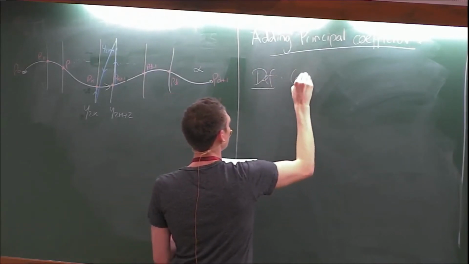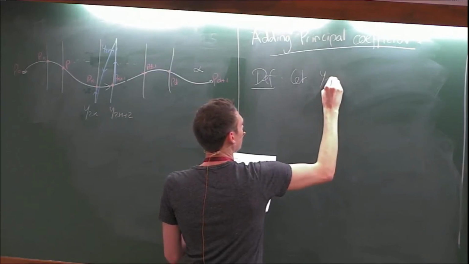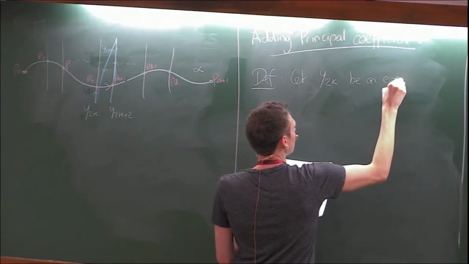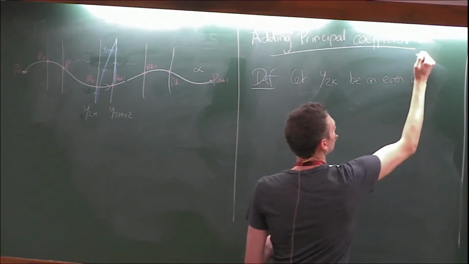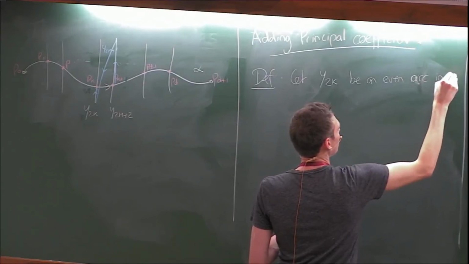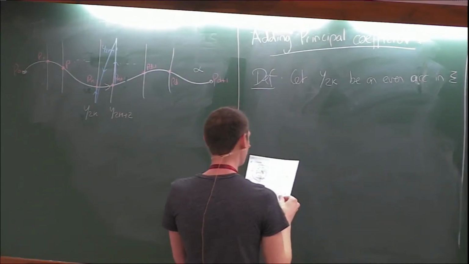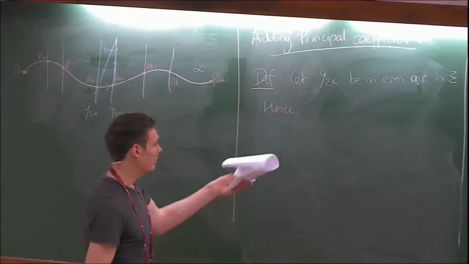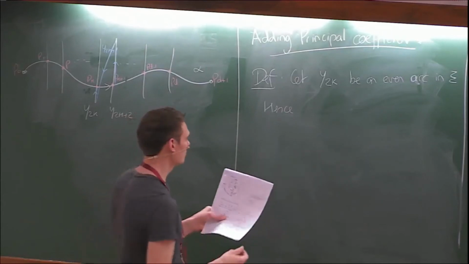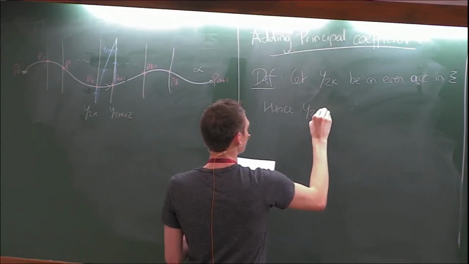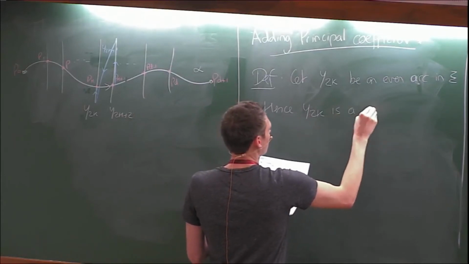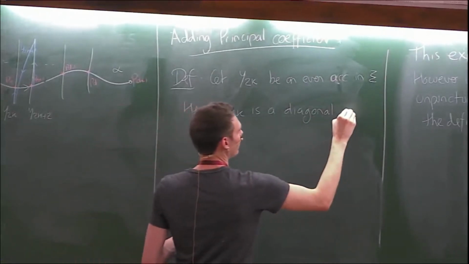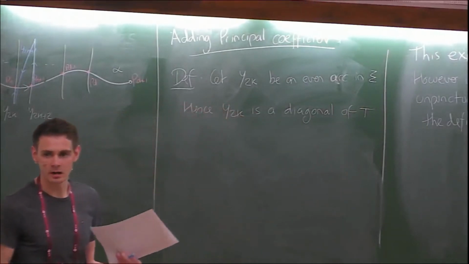So definition: let gamma 2k be an even arc in some t-path zeta. If it's an even arc, therefore it can't be a boundary segment, it must be a diagonal. So hence gamma 2k is a diagonal of the triangulation. Therefore, it's the glued side of two triangles, right?